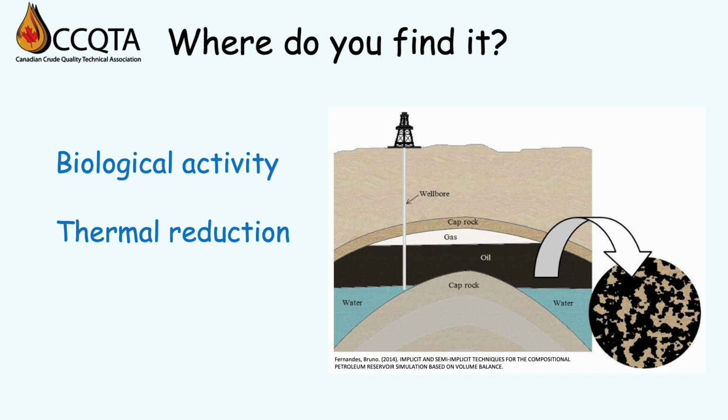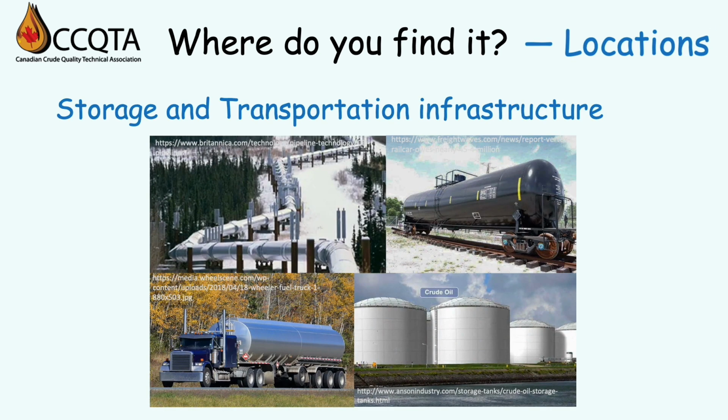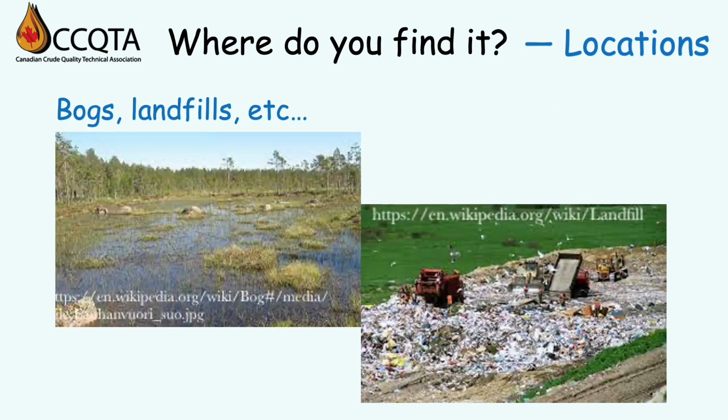Exposure in these scenarios are typically through exploration, primary treatment, transportation, and refining. SRBs may also be introduced back into the reservoir by injection of fresh water during drilling and completions operations or during production for pressure balance or enhanced oil recovery. H2S can also form in storage tanks, rail cars, tank trucks, pipelines, etc., wherever SRBs are present. And lastly, H2S is found where organic matter is decomposing, such as in bogs, landfills, etc.